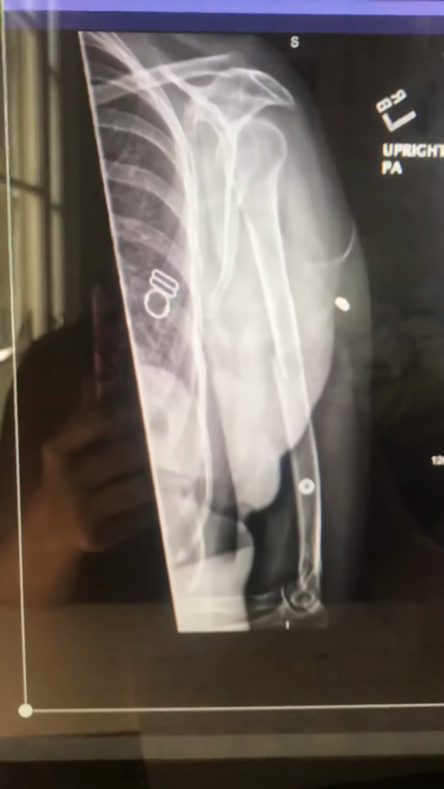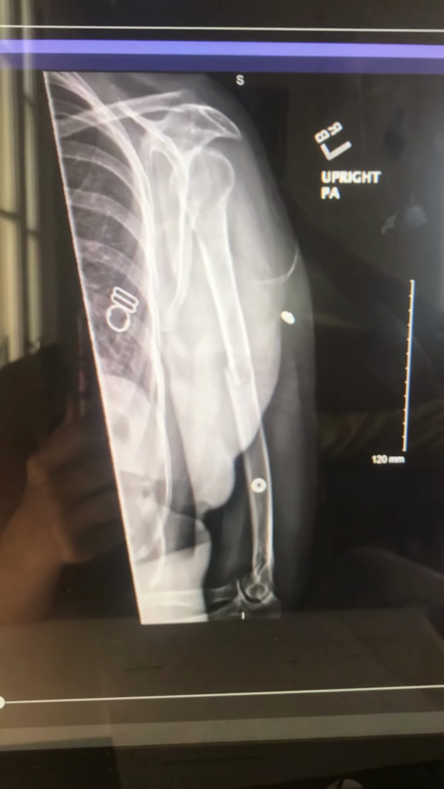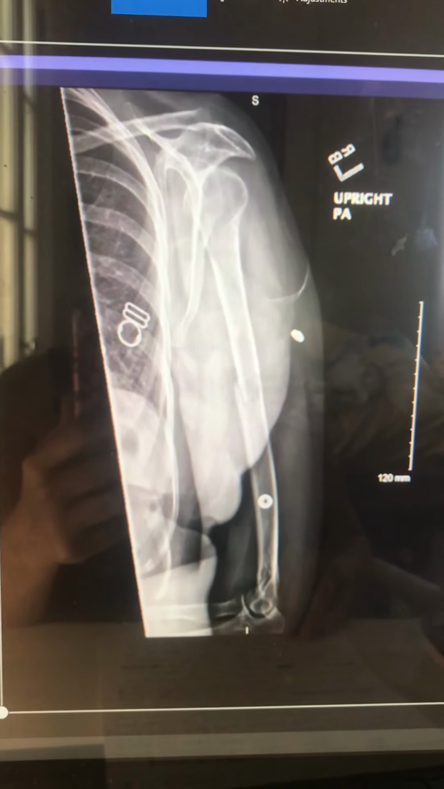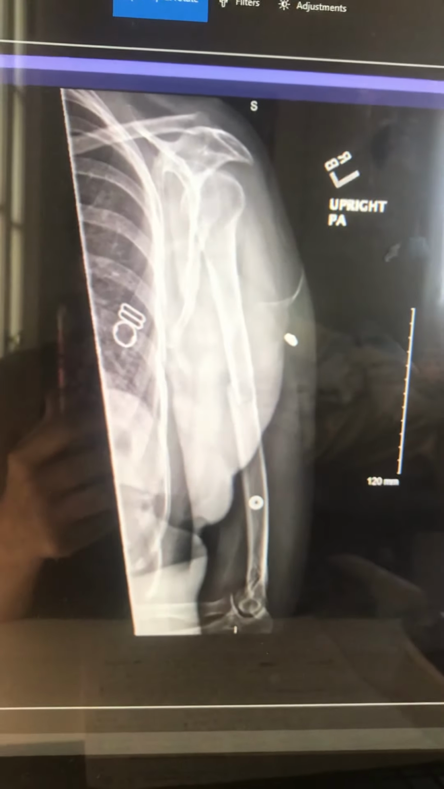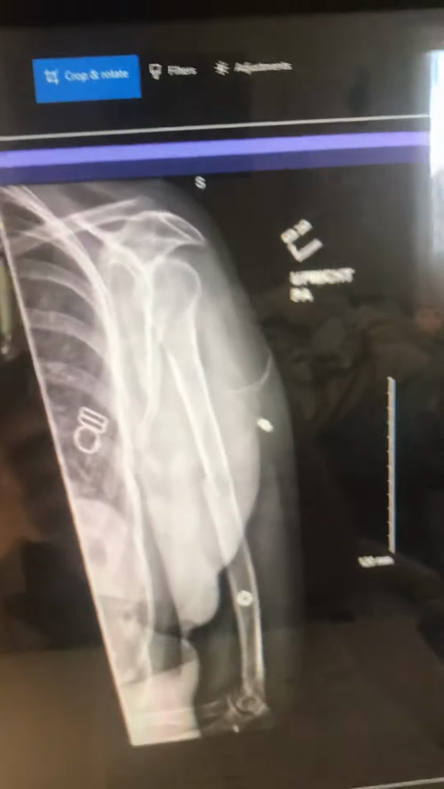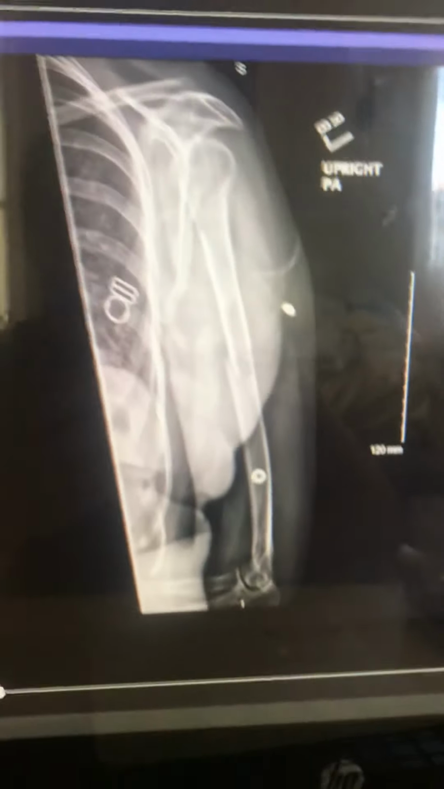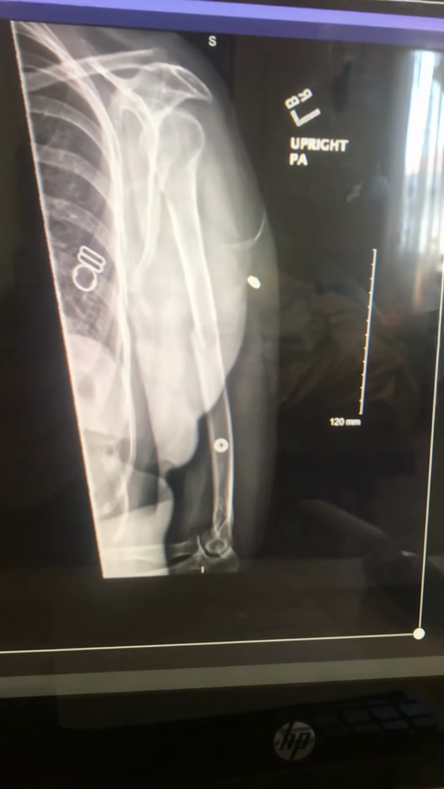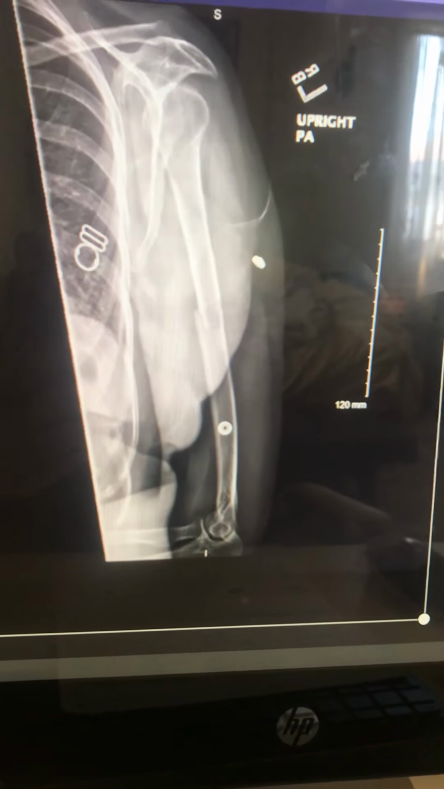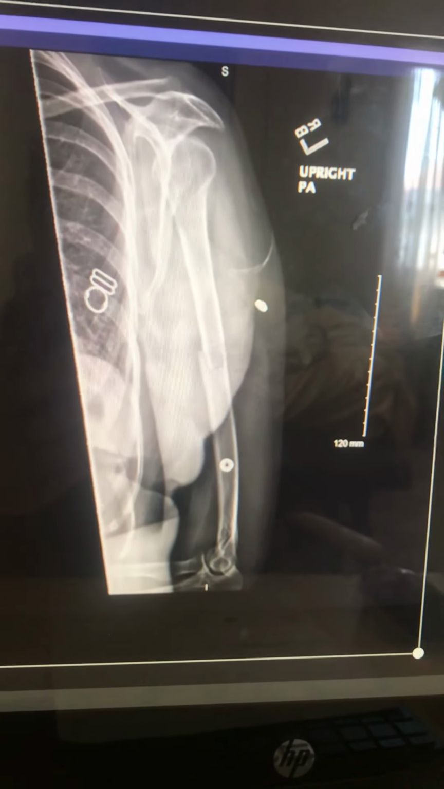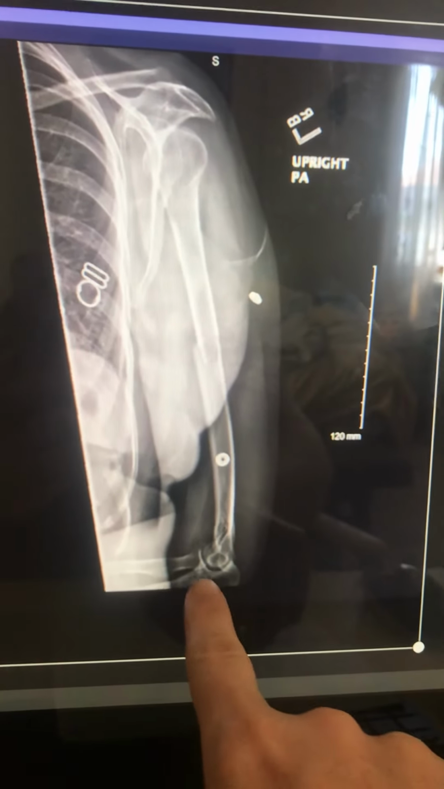Okay, this is the PA. All right. The brightness shows good penetration of the humerus. It's a little brighter in here. It's not that bright, it just looks really bright. The distal portion of the humerus and elbow joint and the proximal radius and ulna, right here.